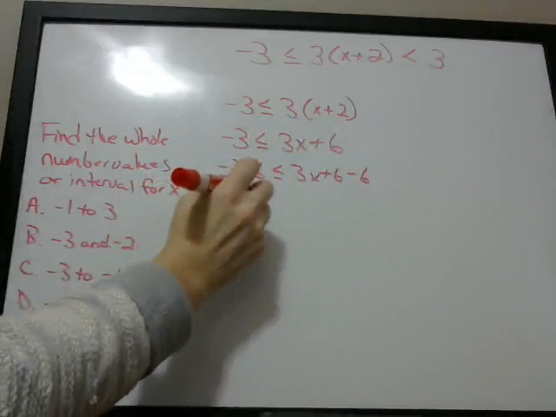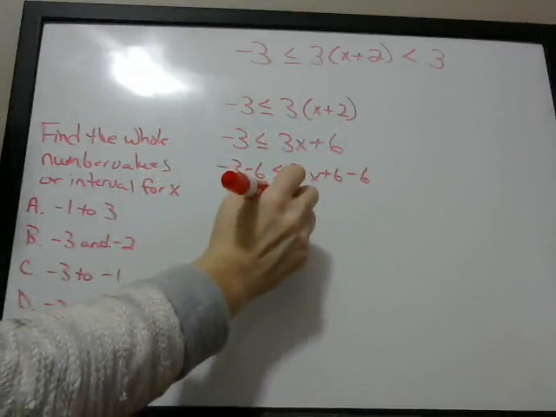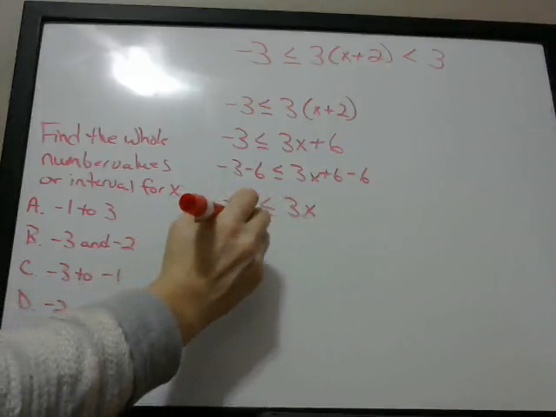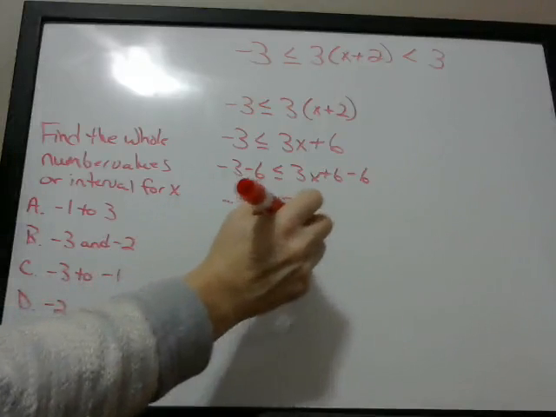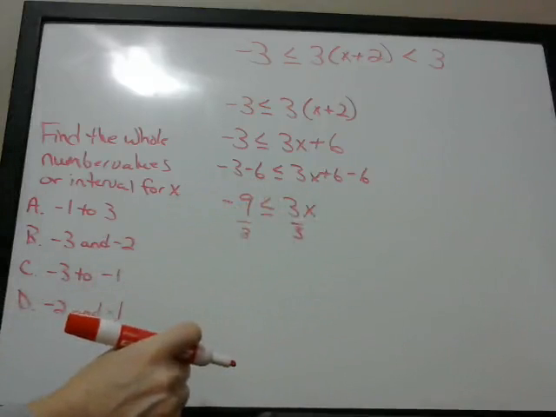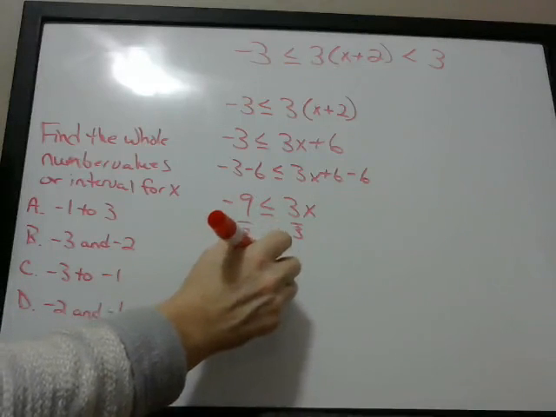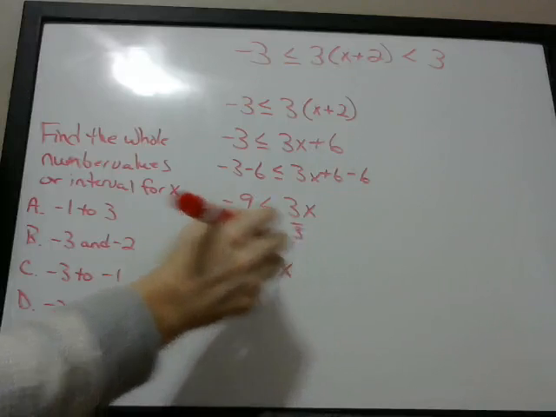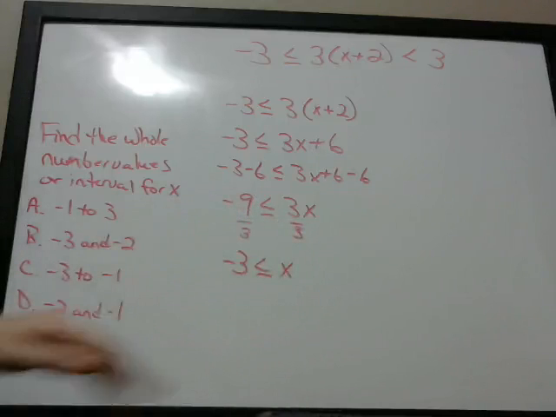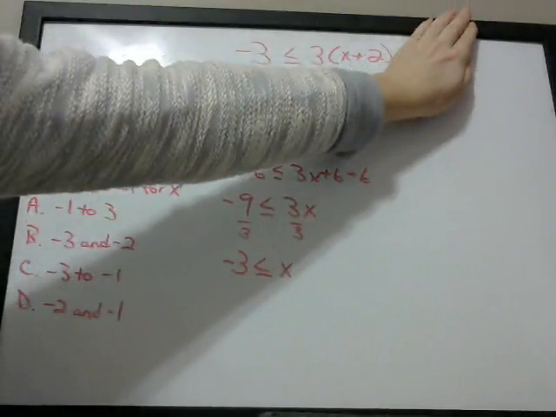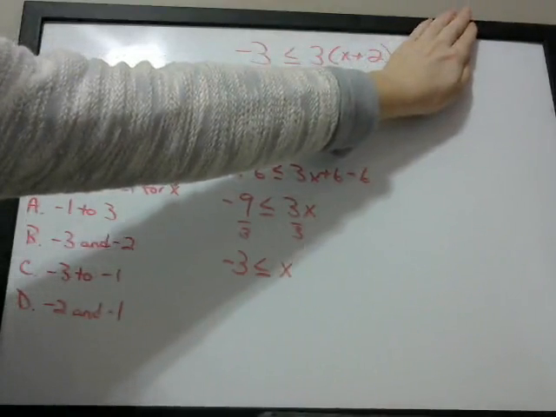And we end up with -9 is less than or equal to 3x. We need to get rid of the 3, so we're going to divide by 3 on each side. Since we're dividing by a positive number, we don't need to do anything with the sign. So we have negative 3 is less than or equal to x. So x is greater than or equal to negative 3. That will satisfy that side of the equation, but that's only half of it.